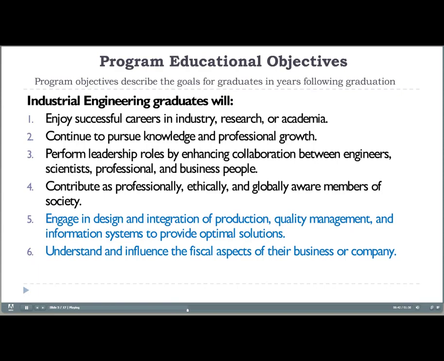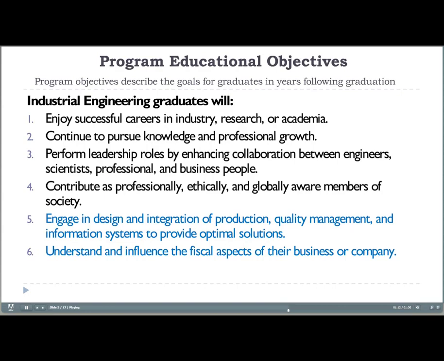Number 3, perform leadership roles by enhancing collaboration between engineers, scientists, professionals, and business people. Number 4, contribute as professionally, ethically, and globally aware members of society. Now, the first 4 are common between industrial and manufacturing engineering. Numbers 5 and 6 vary between the two disciplines. Although they are very similar, you can see the subtle differences.